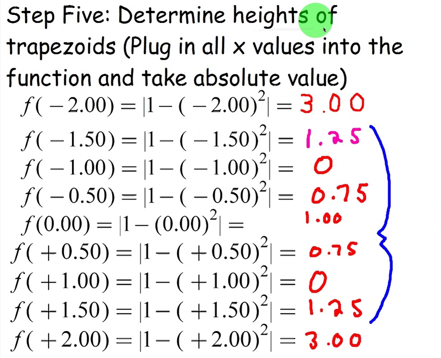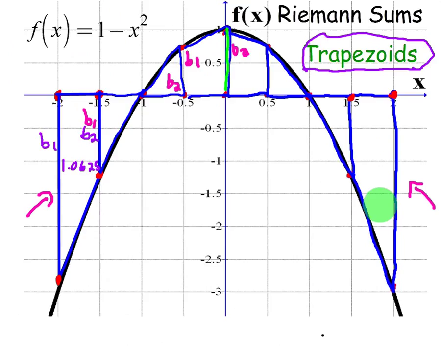Step 5, determine the heights of the trapezoids. Plug in all the x values into the function and take the absolute value. Again, this is for total area. If you were finding net area, you would not take the absolute value. You would just consider their heights negative. So we will plug in all of these x values to get all of these different heights, and basically what that gives you is the base lengths of each of these trapezoids.